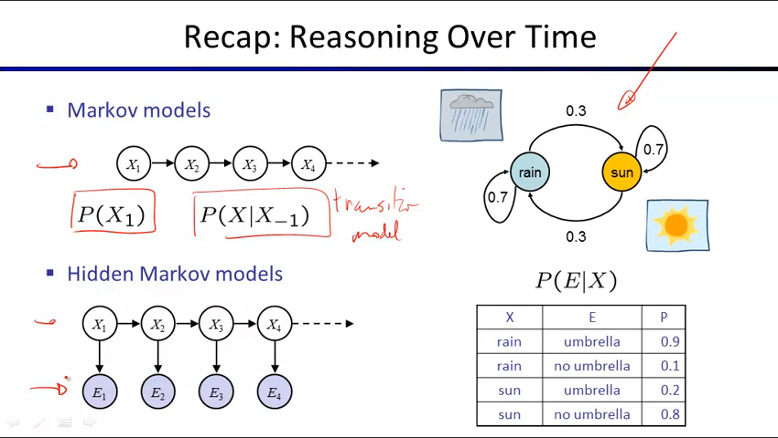So the example we had there was it could be raining or it could be sunny. You never get to look outside, but every now and then your professor comes by and has an umbrella or doesn't have an umbrella, and that allows you to run inference and infer without ever having seen outside what the weather might be like today, next day, and so forth.